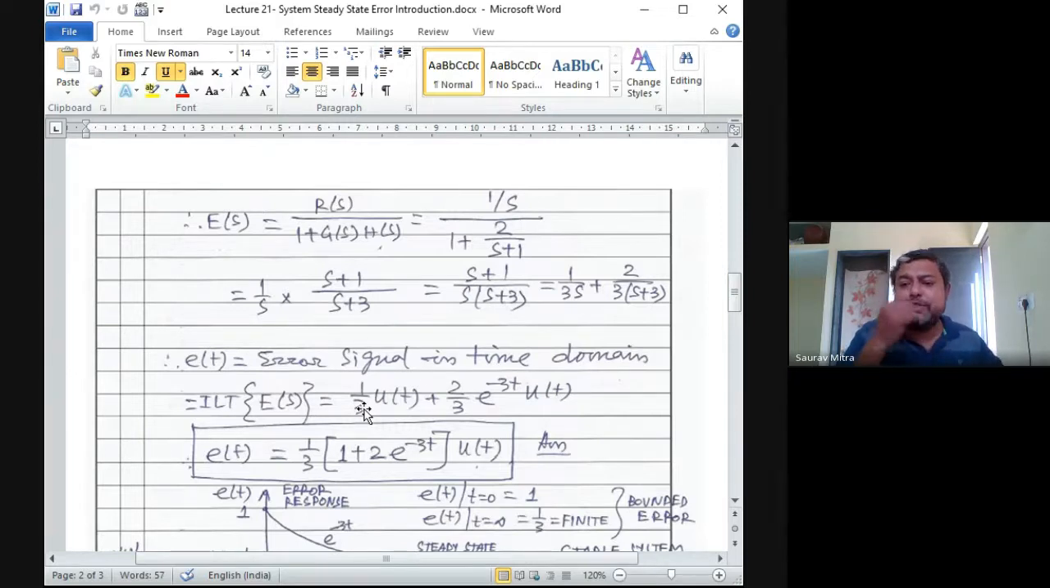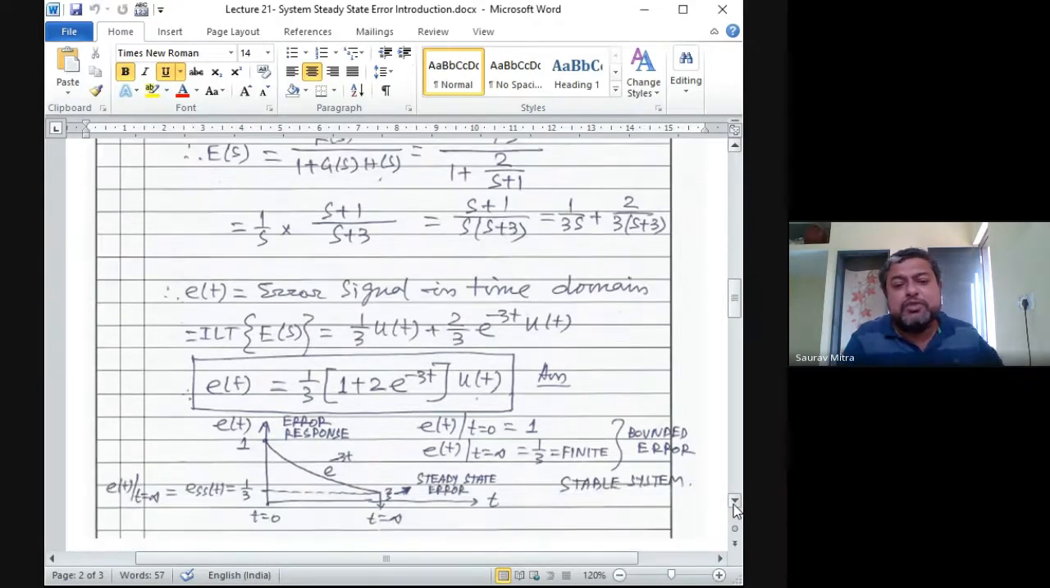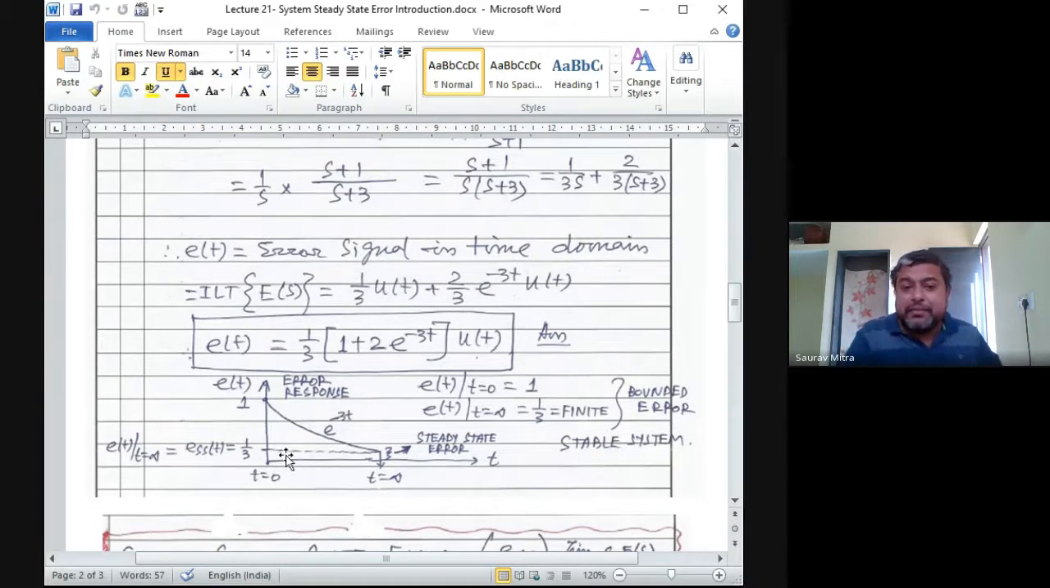So this waveform starts from 0 and it gets steady up to 0.67. Actually, the diagram I have drawn is for error. What will be the output graph? Output graph will be just 1 minus the error graph, because this is the error graph. And what is the input? Input is 1. So what is the output?